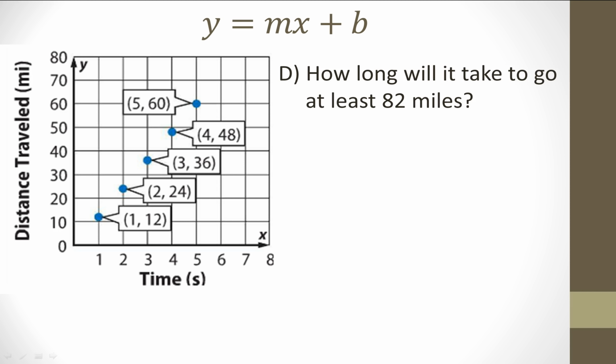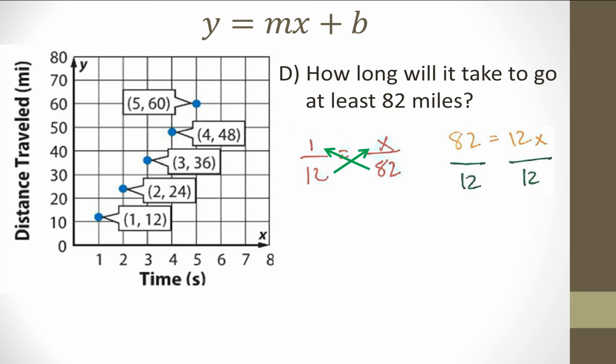All right. So another extension question is, given this information, how long will it take to go at least 82 miles? Now, 82 miles is not even on the graph. So how the heck do I figure this out? All right, so I'm going to set up a proportion because I see that this is a linear relationship. I'm going to use 1, 12 because it's got a 1 and it's easy. So cross multiply. 82 is equal to 12x. Divide by 12. It's the number in front of x, the coefficient of x. And that gives me 6.83 repeating. So how long will it take? About 6.83333 seconds. Excellent.